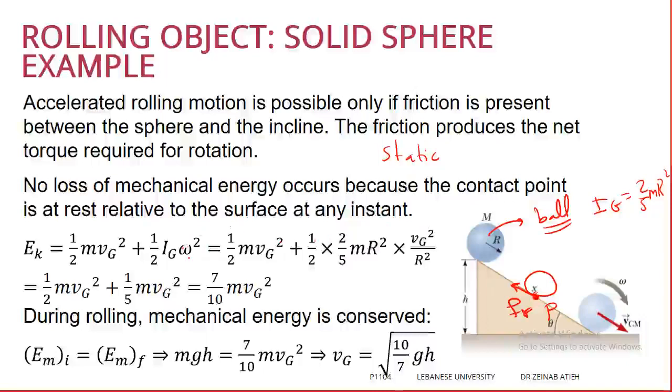So let's apply the conservation of mechanical energy to find the speed of the ball. If I start rolling from rest, meaning I release the ball and it starts rolling, what is the speed of the ball down the incline? So EK will be equal to half m v_G squared plus half I_G omega squared. I'm calculating the EK on the side. Of course, I replace I_G by its value, the moment of inertia about G, because the rule for rolling says half m v_G squared plus half I_G omega squared. I substituted I by its value and omega by its value.